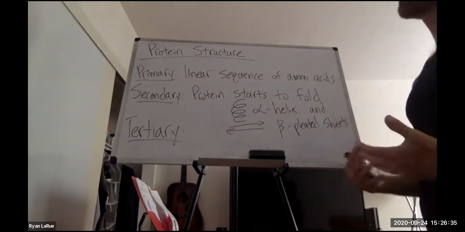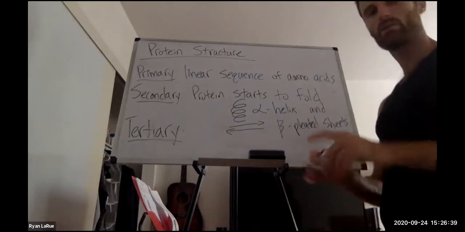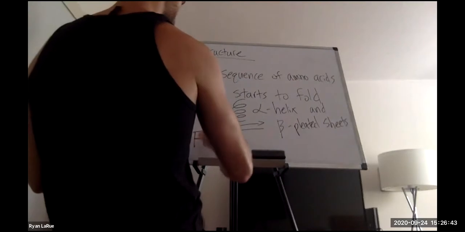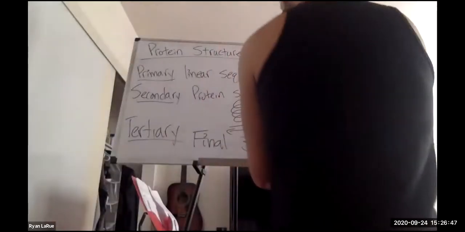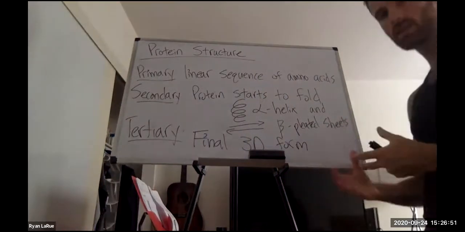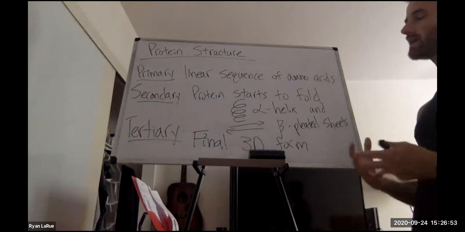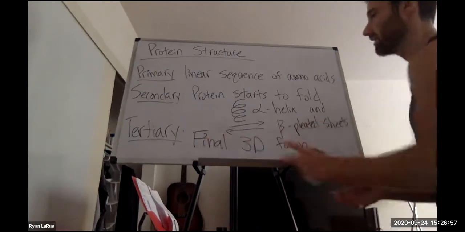When we talk about tertiary structure, we're talking about the final 3-dimensional form. Final 3D form. It's when the protein has completely folded, completely taken its final shape. Final 3D form.